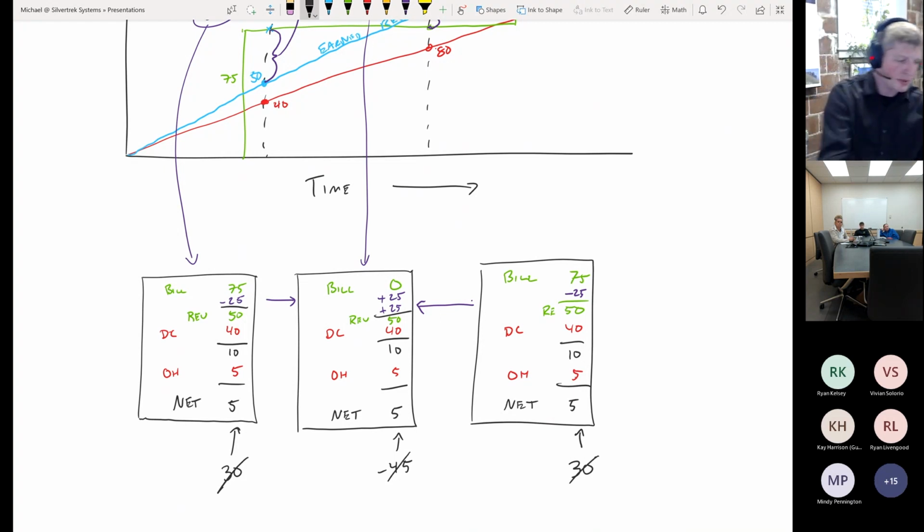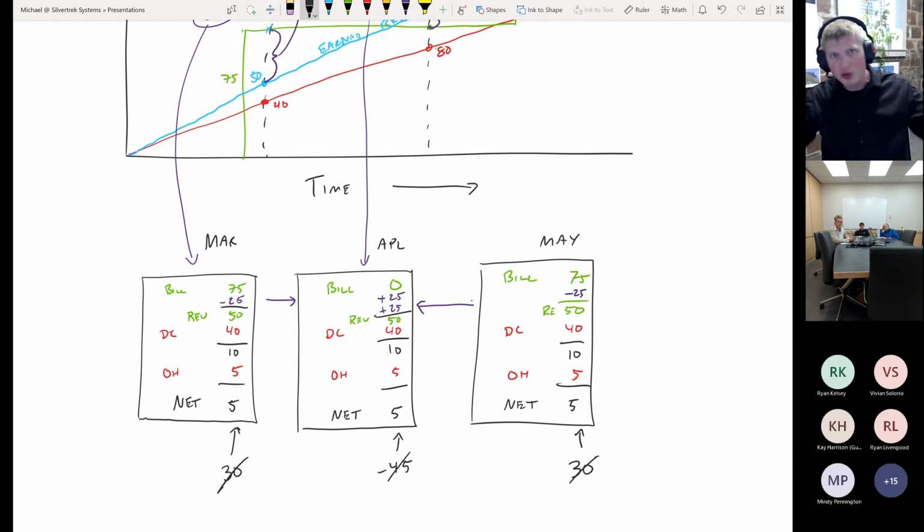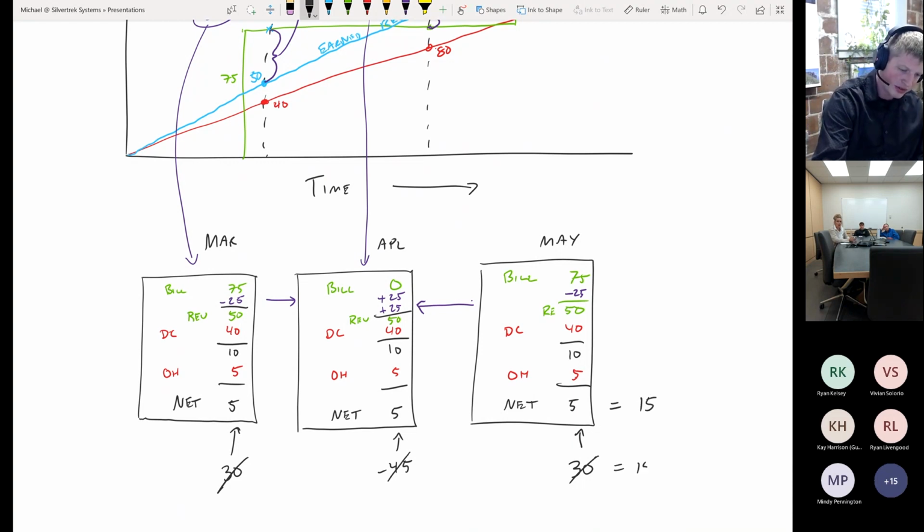So what has happened here? In March, in April, and in May, we've just smoothed out our financial statements so that we have net profit of 5,000 plus 5,000 plus 5,000. The totals add up the same, 15,000 here, 15,000 here. But the financial statements are nonsense before we do this earned revenue calculation.